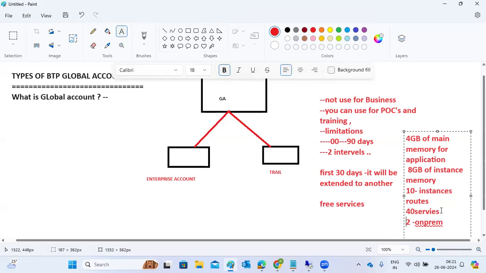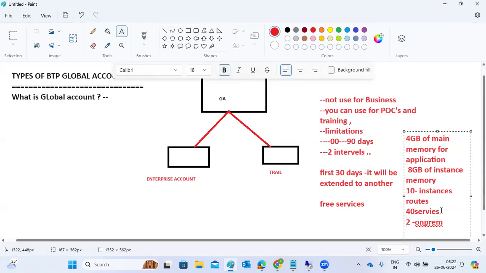They may sometimes ask you, what is the difference between the trial account and the enterprise account? The trial account has some limitations, with respect to space, memory, services, and the usage intervals of the services. So we have some limitations here.